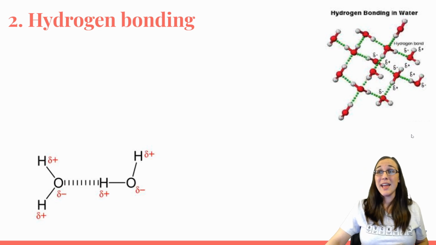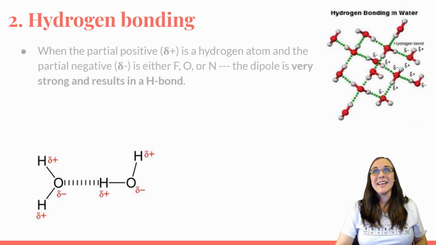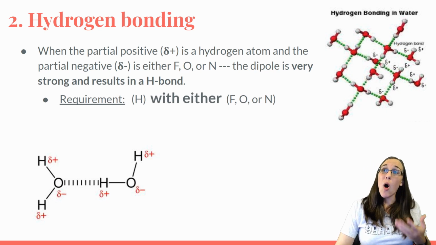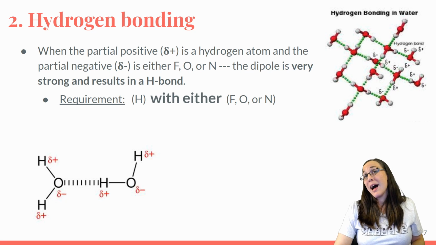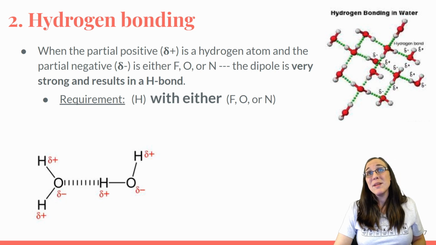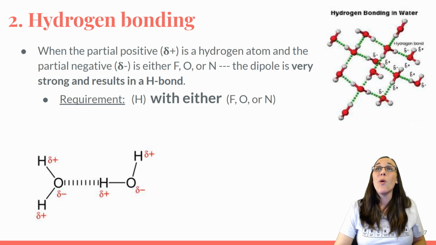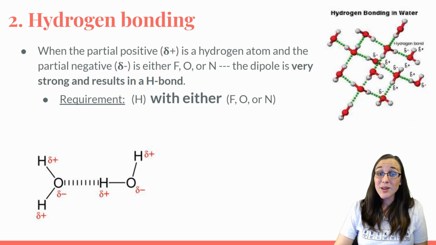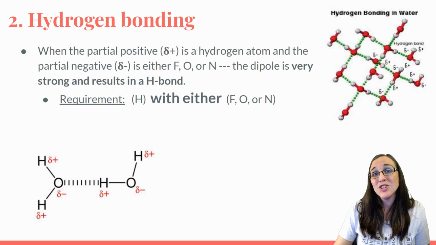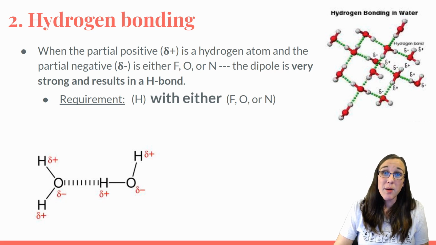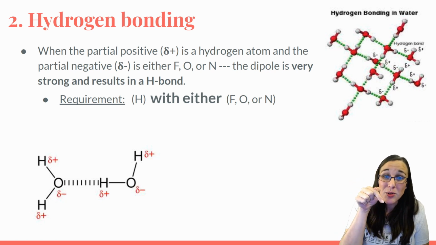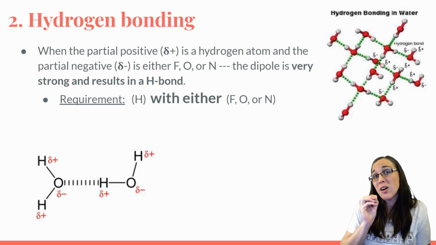The second type of IMF is called hydrogen bonding. Hydrogen bonding is the second strongest IMF and always results when we have a partial positive that happens to be a hydrogen atom and a partial negative that happens to be either F, O, or N. The dipole that occurs between oxygen and hydrogen, or fluorine and hydrogen, or nitrogen and hydrogen, which is an intramolecular force, that's the actual bond inside the molecule, happens to form a very strong dipole.